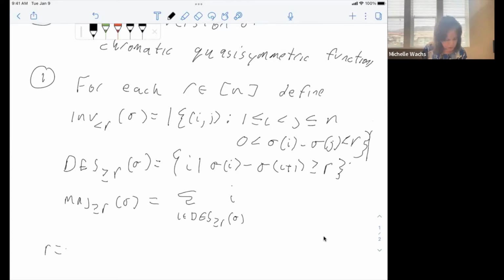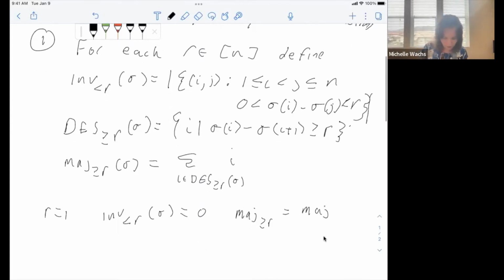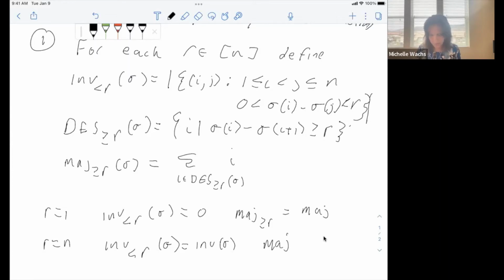So when R is 1, inv less than R, there aren't going to be any, that's 0, because R, okay. And the major index, we're not restricting it at all. So that's the usual major index. When R is n, inv less than R, we're not restricting inversions at all. So that's the usual inversion index. And now we are restricting the major index. There's going to be no descents here. So this is zero.